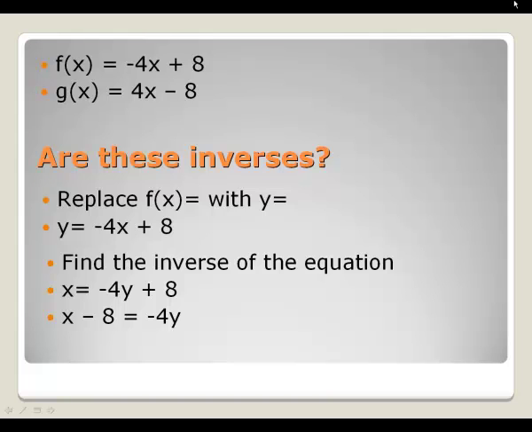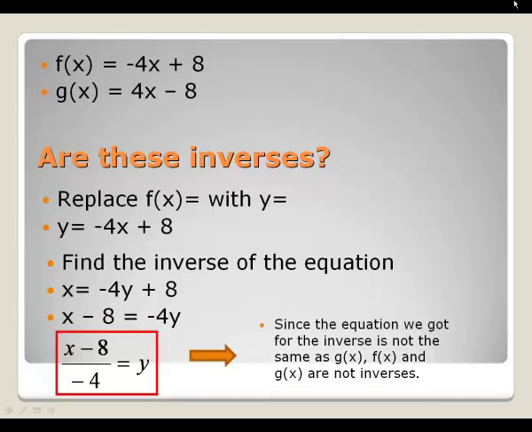Now we're going to solve for y by subtracting 8 and then dividing by negative 4. This is the answer that we got for the inverse of f. However, this equation that we get is different than g. It's not the same equation as g. Therefore, f and g are not inverses of each other. Since the equation we got for the inverse is not the same as g of x, f and g are not inverses of each other. The equation we got for the inverse would have to match g in order for f and g to be inverses of each other.